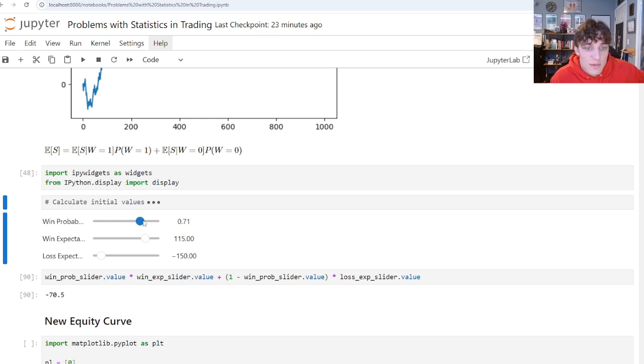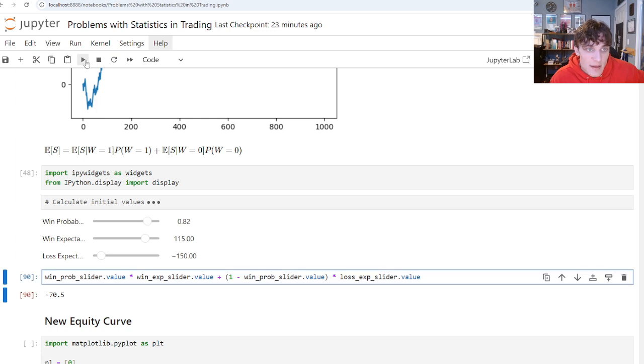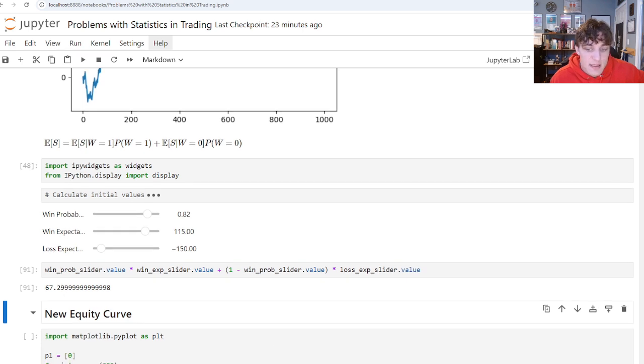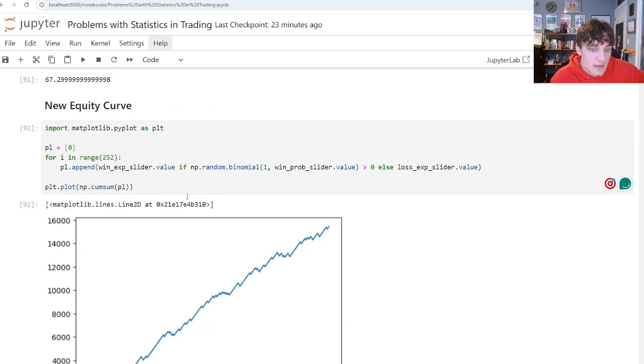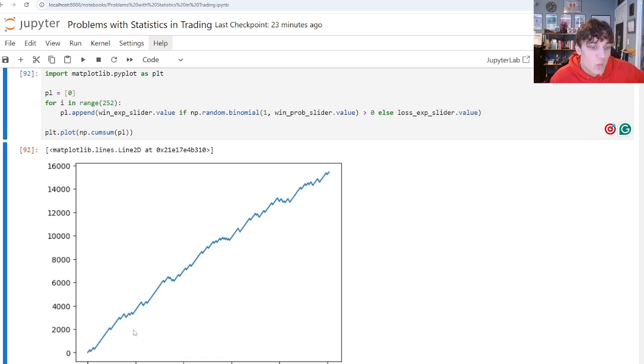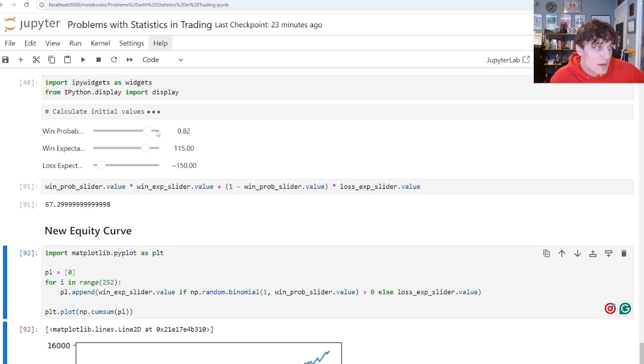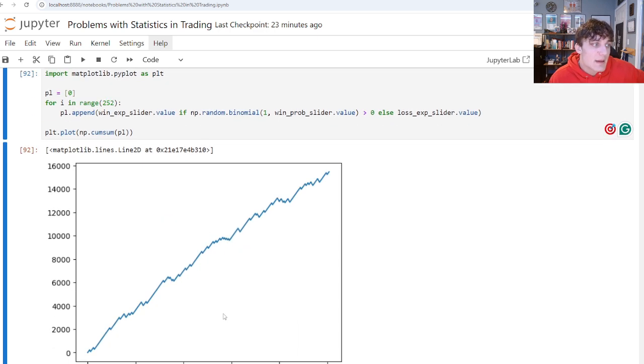But if my win percentage is like 80, then let's take a look at my edge. 67.299. That's fantastic here. Let's take a look at the equity curve under this condition. Look at that. That's 1 year. If I have 80% wins, and my average winner is 115 bucks and my average loser is 150, that's my equity curve trading that for a year, assuming that I can get one trade in a day.